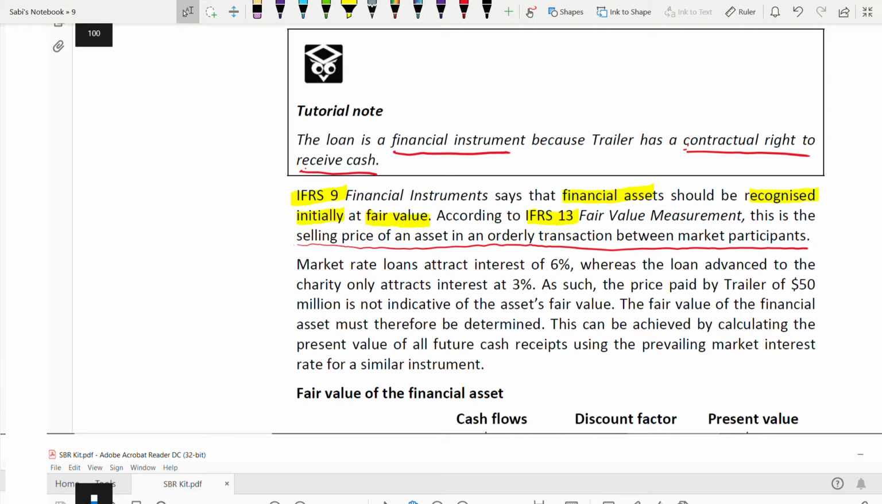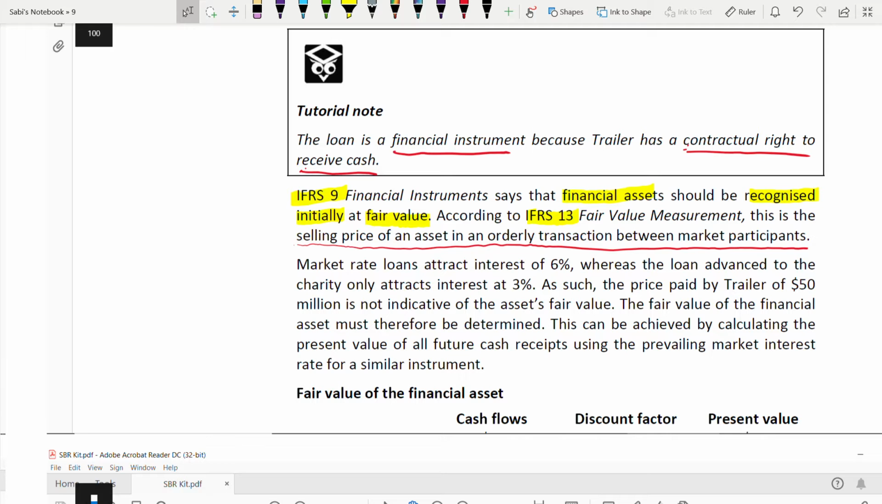So you start with the correct standard. You identified IFRS 9. Then you told which aspect of IFRS 9? Only financial asset. Then you said financial asset is recognized at fair value. Then you said fair value, what is fair value? Another standard, IFRS 13, says fair value is this, this, this. The definition you give, that definition you learned in the textbook. So the answer came up to 3 lines.